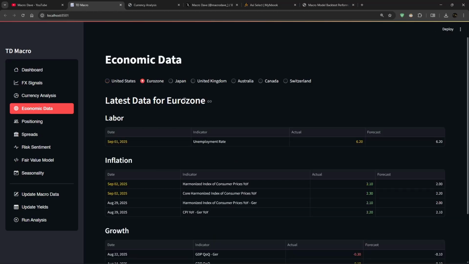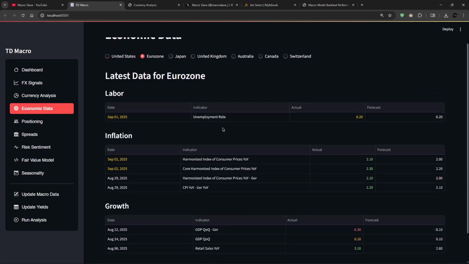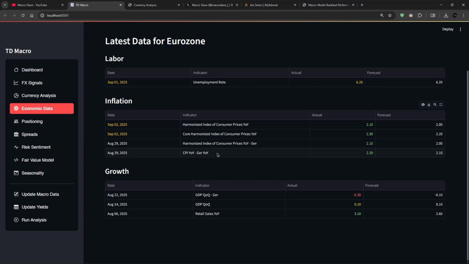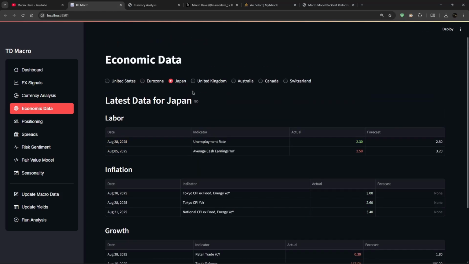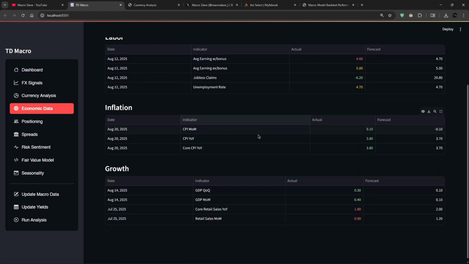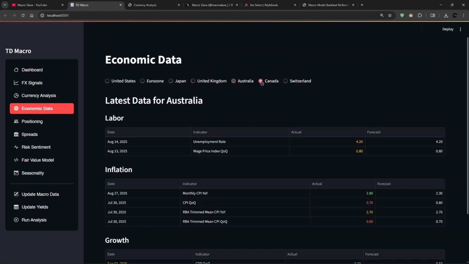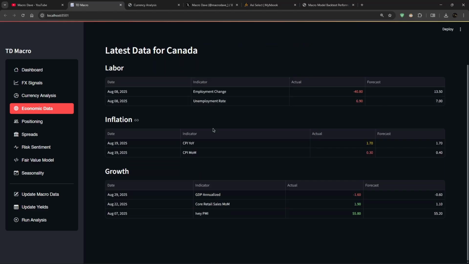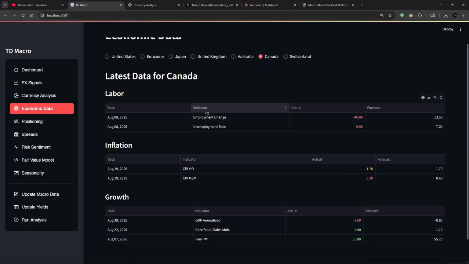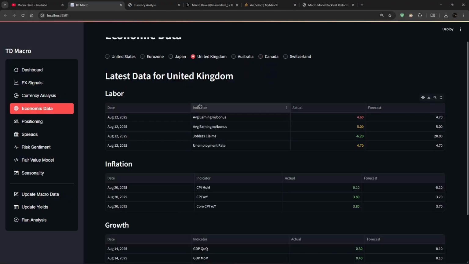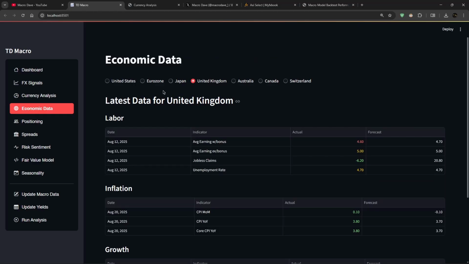You can look at this for every single country. You can look at Eurozone, where we had the unemployment rate, CPI year over year out of Germany, and GDP. You can look at Japan, the United Kingdom, Australia, Canada, and it essentially has all of the economic data that you would want to look at and analyze as a trader to see how an economy is performing. So this is the economic data page right here.